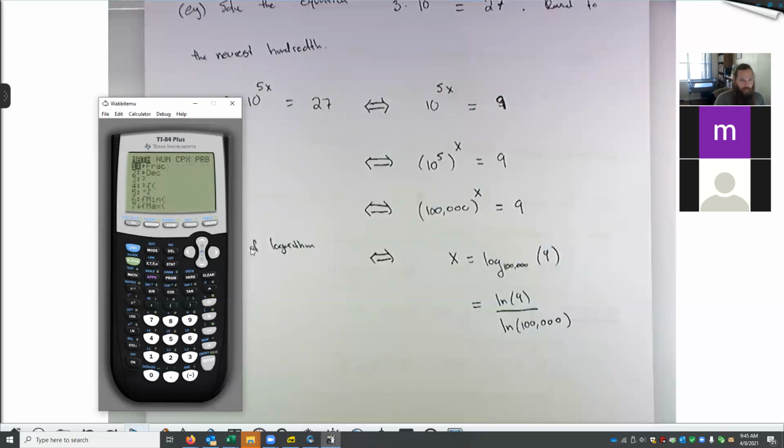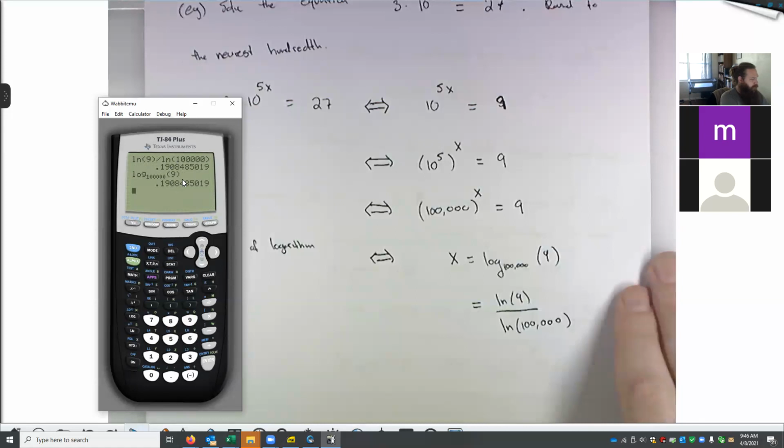However, if you really like that log base function, you can hit math, scroll all the way down to log base here, and say log base 100,000 of 9. And you get the same answer.